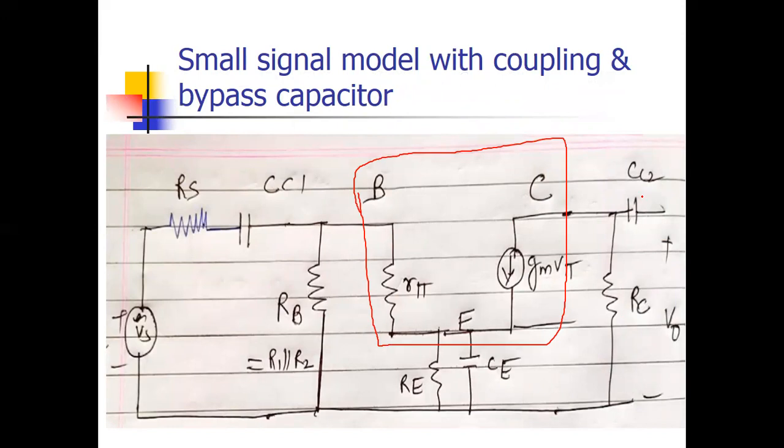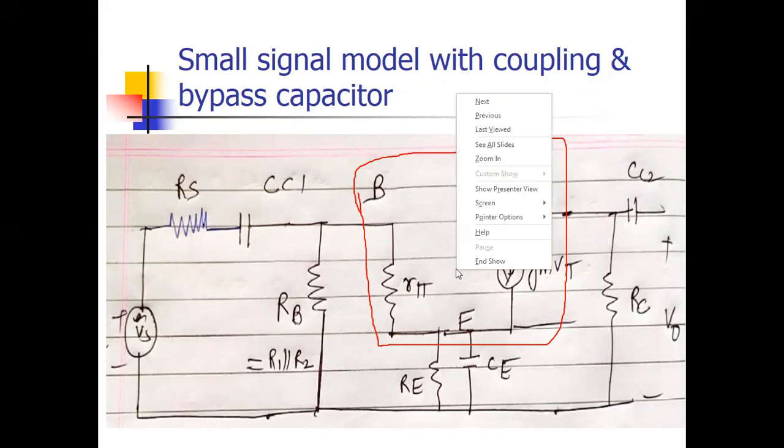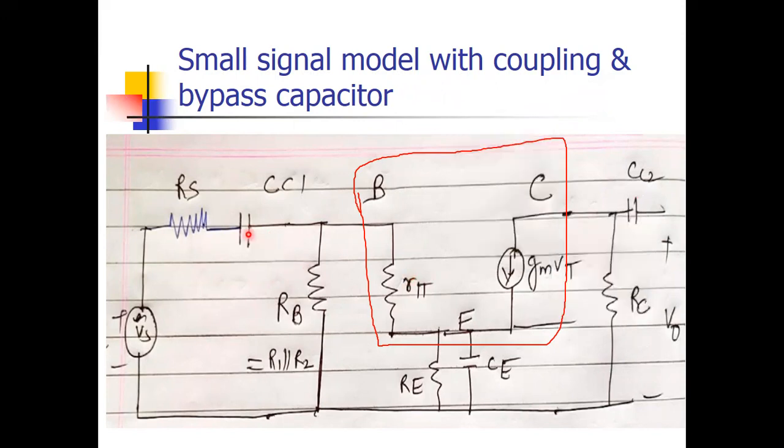The difference between the normal mid frequency small signal model and the low frequency small signal model: in mid frequency, all these capacitances were short circuit. But in this, we cannot ignore this effect. We cannot short circuit this.